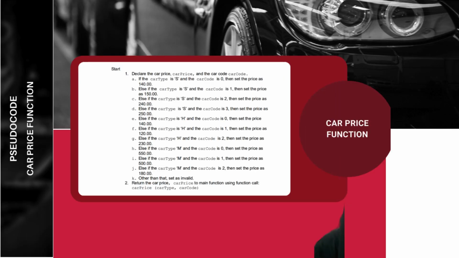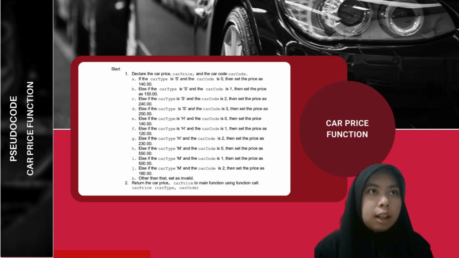For the car price function, firstly it will declare the car price and the car code. For the car type S, if the car code is 0, the price will be set as 140. For code 1, the price will be 150. If the code is 2, the price will be set as 240. And if the code is 3, the price will be 250.